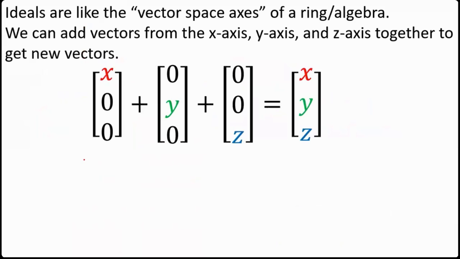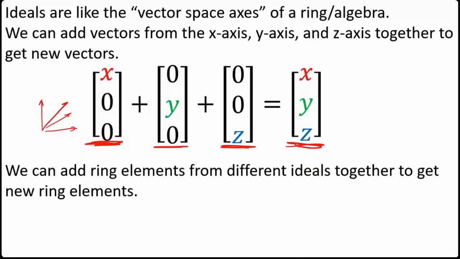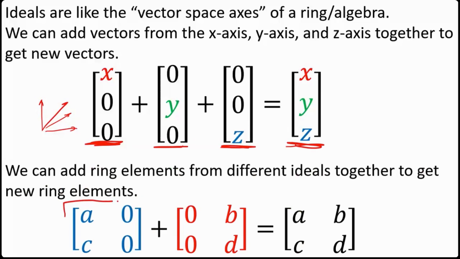So I think I talked about this before. This is like a metaphor. You can think of x as the projected part of the x vector, y as the projected part of the y vector, and z as the projected part of the z vector. When you add all these different parts up, you can get something new. And this is kind of like how we can add different ideal members together and get something we've never seen before.